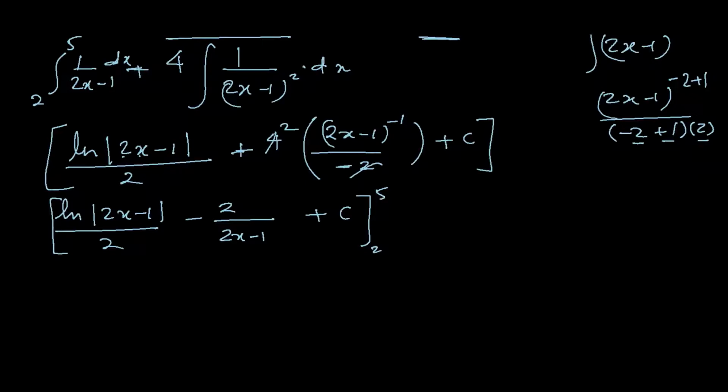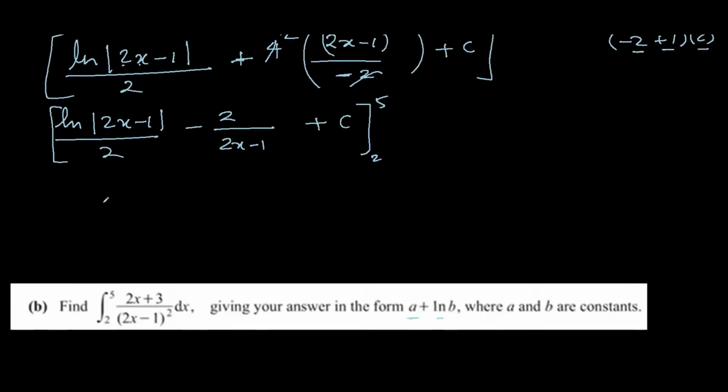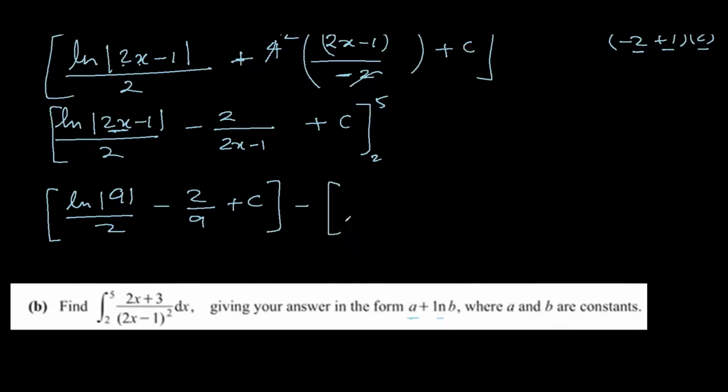Let's substitute the limits of the definite integral, 2 and 5. So ln of 2 times 5 is 10, 10 minus 1 is 9, over 2, minus 2 over 9, minus ln of 2 times 2 is 4, 4 minus 1 is 3, divided by 2, minus 2 over 3.